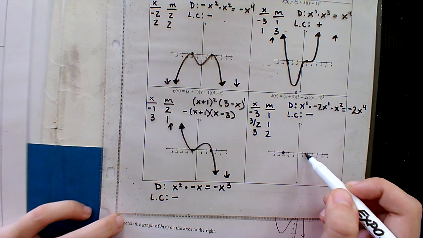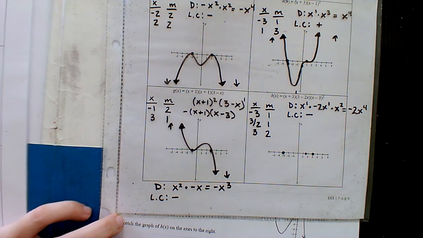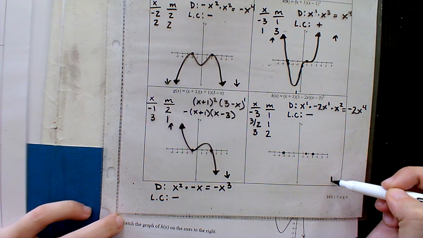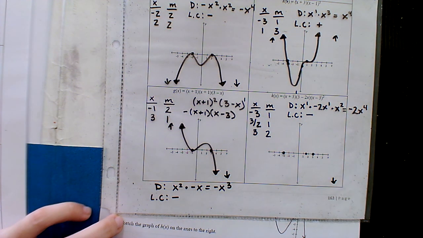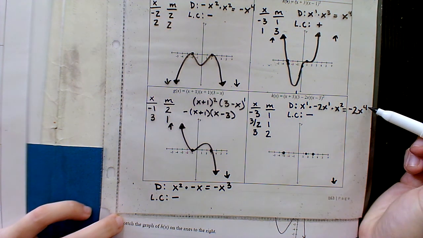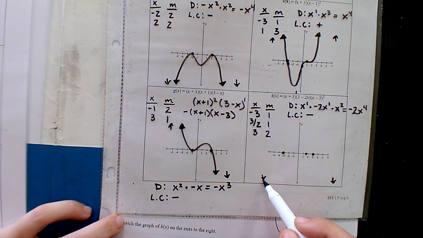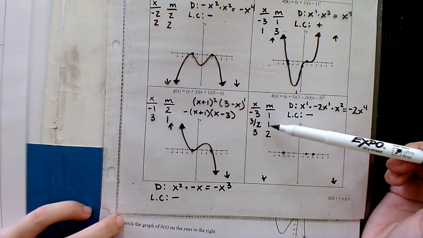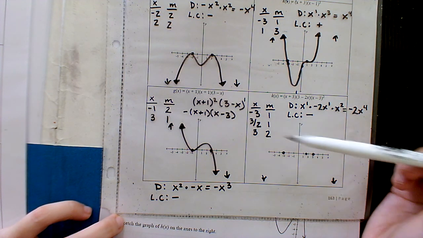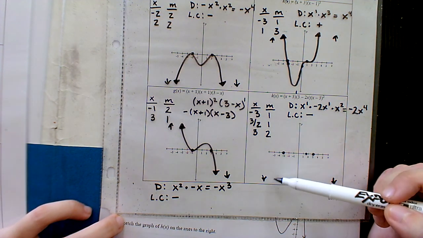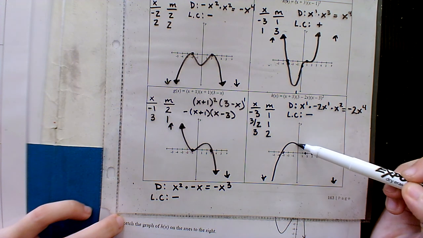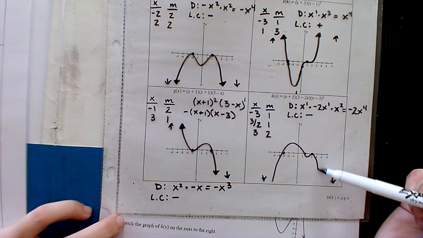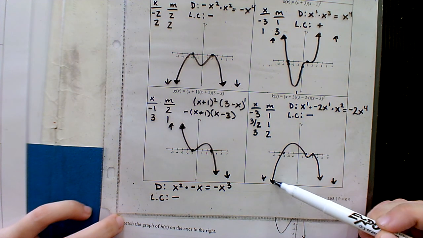We'll plot the x-intercepts. The leading coefficient is negative, so the right-hand side goes down. It's an even power this time, so the left-hand side will also go down. We play connect the dots, making sure we go straight through at the first two x-intercepts, and then we bounce at 3. So it might be something like that.